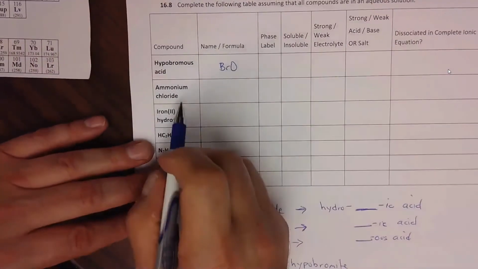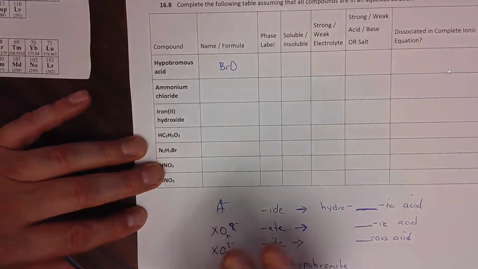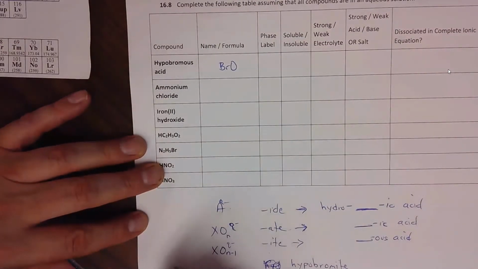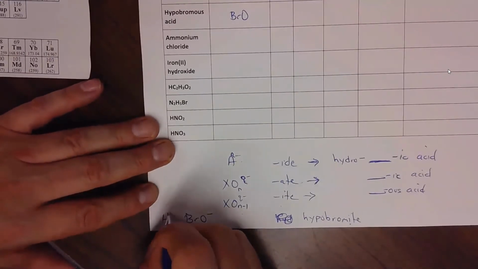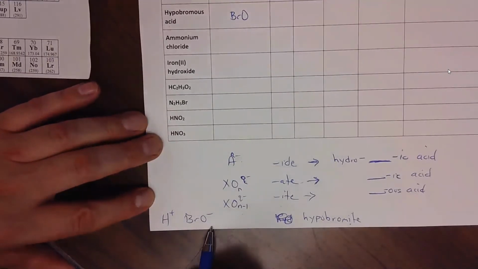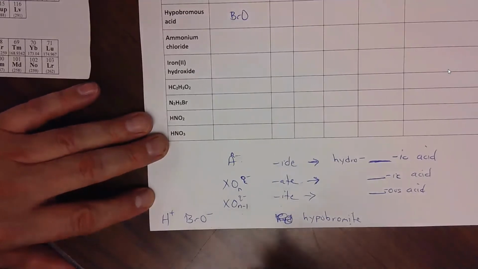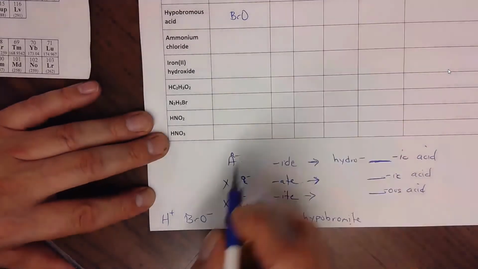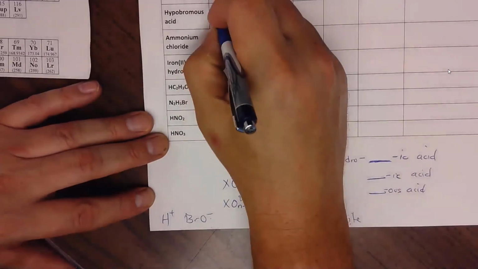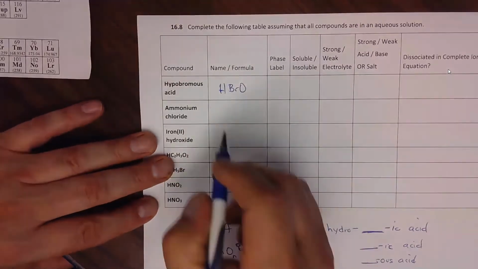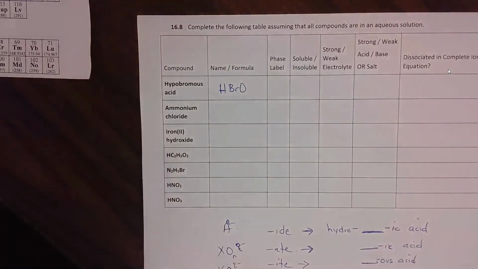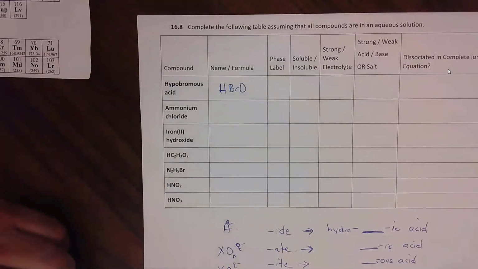And to make that an acid, we simply add H pluses, right? So now we have BrO minus, and we simply add enough H pluses until we have a neutral compound. So how many H pluses do I have to add? Just 1, right? Since that is a -1 charge, that's a +1 charge. Our hypobromous acid has the formula of HBrO. Okay. What's the phase label of hypobromous acid?